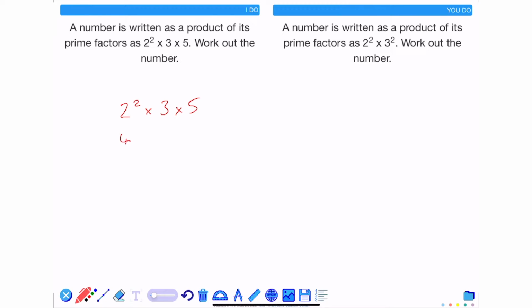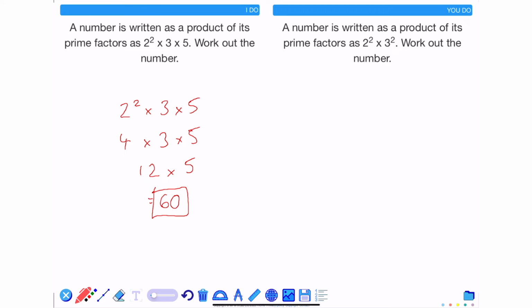2 squared is 4, times it by 3, times it by 5. 4 times 3 is 12, and multiply this by 5 would then give me 60. So 2 squared times 3 times 5 is equal to 60.